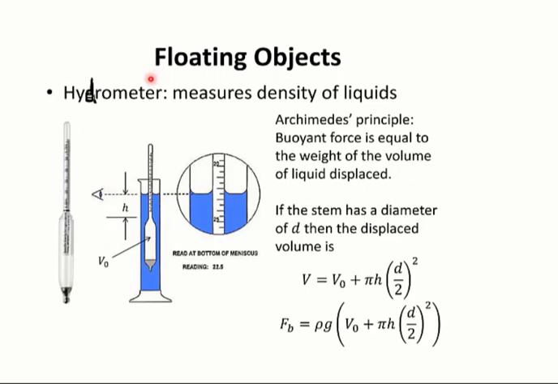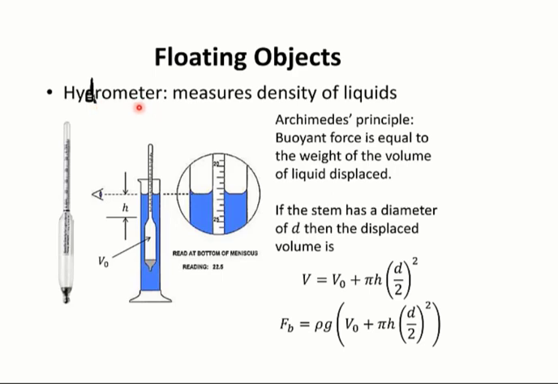Now let us consider another example of simple harmonic motion, that is floating objects. For our purpose let us consider a hydrometer. Well, what is a hydrometer? It measures the density of liquids. Remember there is another instrument called the hygrometer, that measures the humidity of the air. So we are considering the hydrometer here.